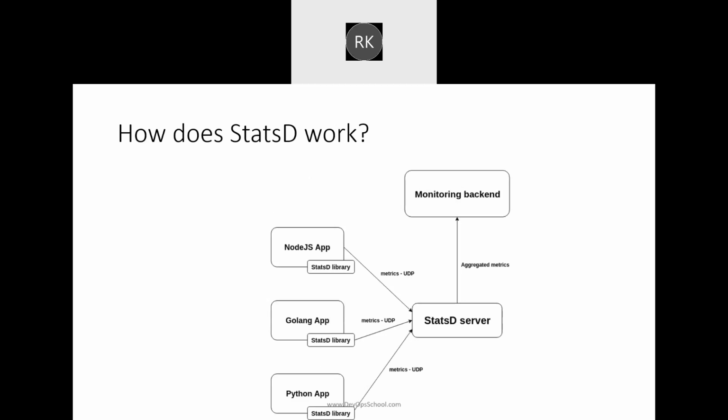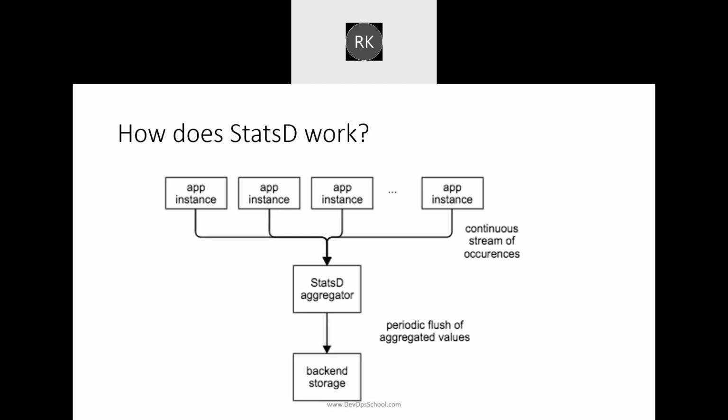Let's look at a few more examples. There is a Node application, a Golang application, a Python application, and everywhere there's a client library installed at the code level. This client library is sending the data to the StatsD server for aggregation. And look at this: the StatsD server sends the data to the monitoring backend for permanent storage. So StatsD periodically flushes aggregated values to the backend.